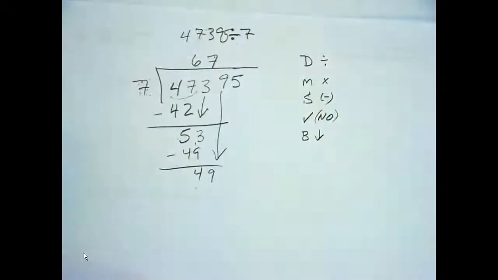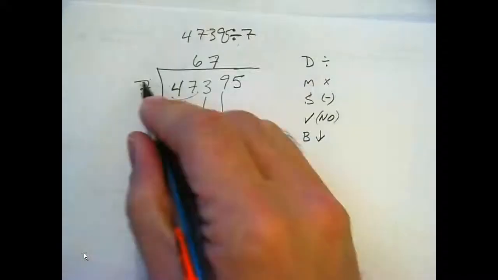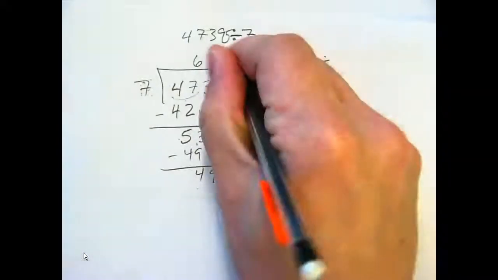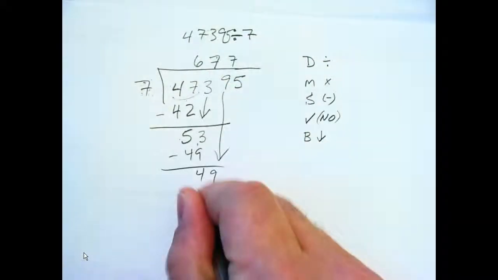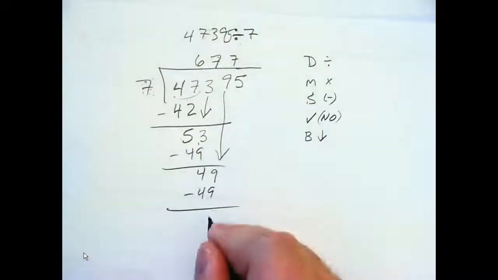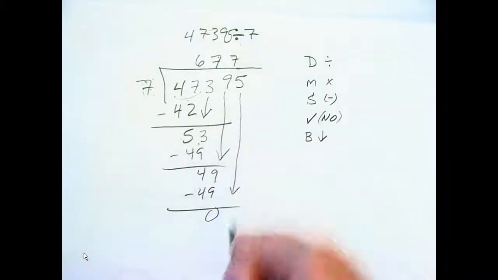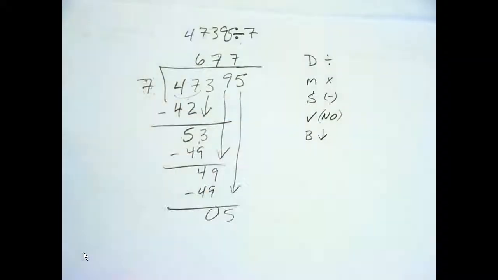I didn't think it would go in evenly. I should have checked that. Okay, 7 into 49. 7 times 7 is 49. We subtract, we get 0. We bring down. We get 5. Does 7 go into 5?